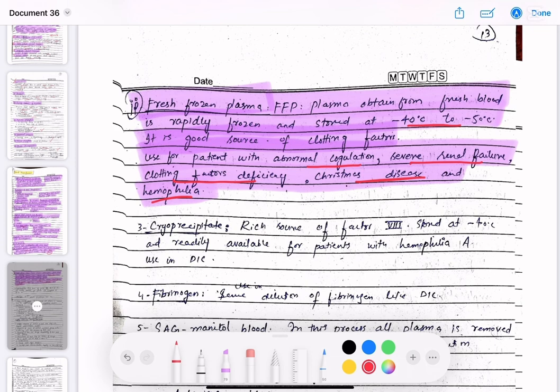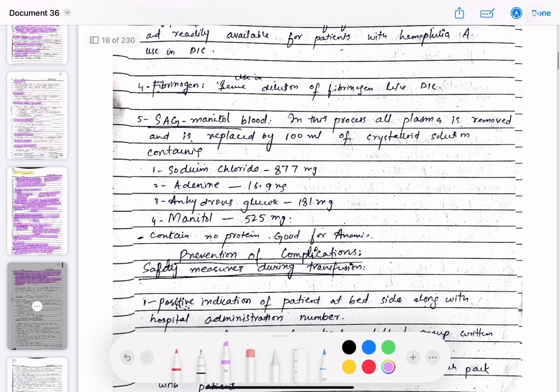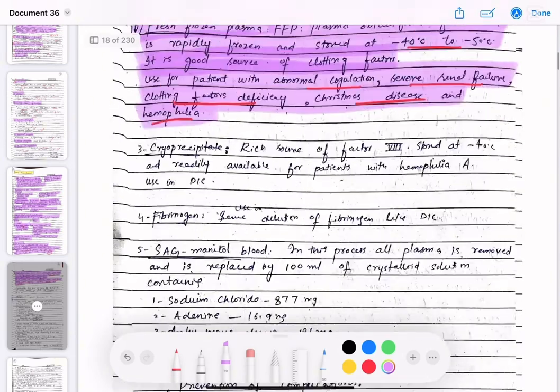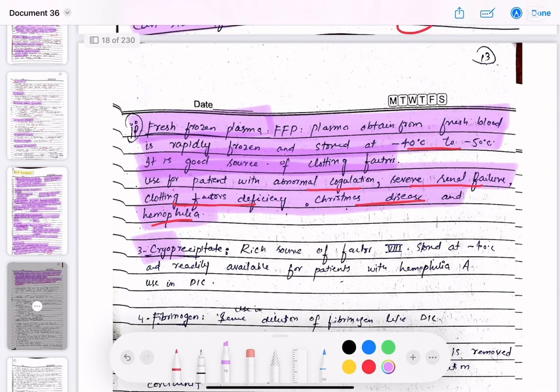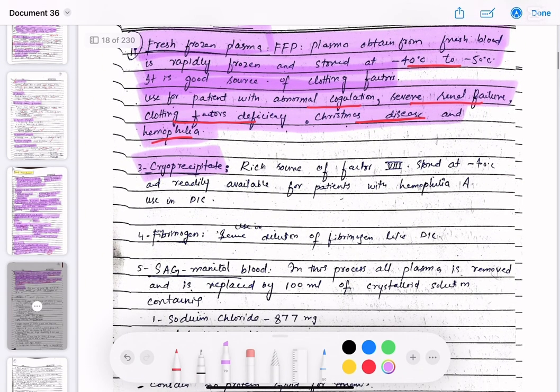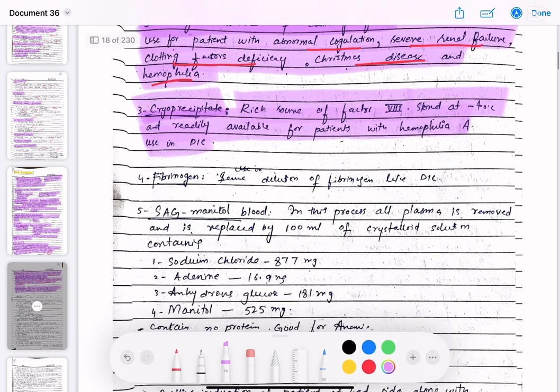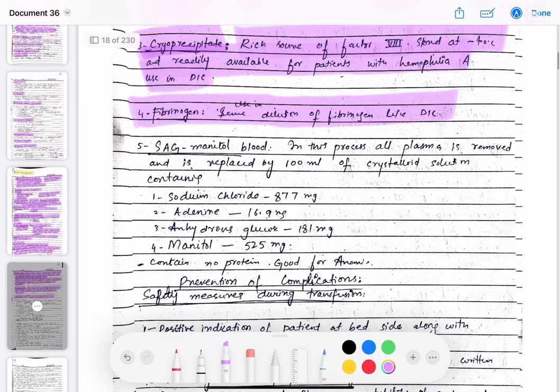Okay, cryoprecipitate, fibrinogen and SAG mannitol blood. Cryoprecipitate is a rich source of factor 8 and it is stored at -40 degrees C and readily available for patients with hemophilia A, and it is used in DIC. Fibrinogen is used in severe depletion of fibrinogen like DIC. In SAG mannitol blood, all plasma is removed and replaced by 100 ml of crystalloid solution containing sodium chloride, adenine, anhydrous glucose and mannitol, and it contains no protein, which is good for anemia.